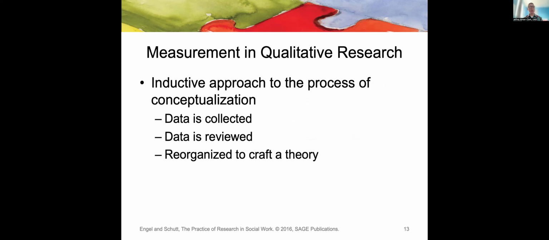Next, as I mentioned, we have qualitative research and methods. And so we have that inductive approach towards developing concepts where you have your interview transcript. The data is collected, and then you look over it, you review it, and then you organize it using the codes and then the themes to then craft perhaps a theory of what's going on. So that is how you go about measurement in qualitative research.